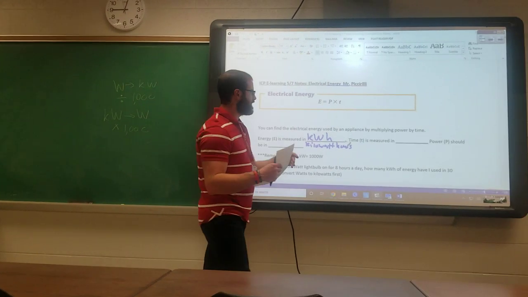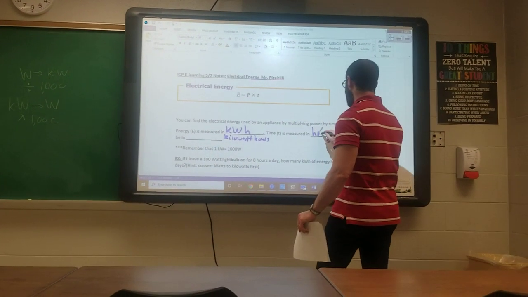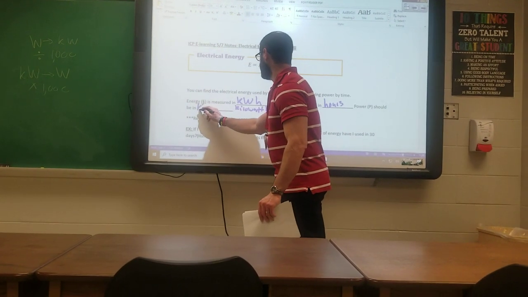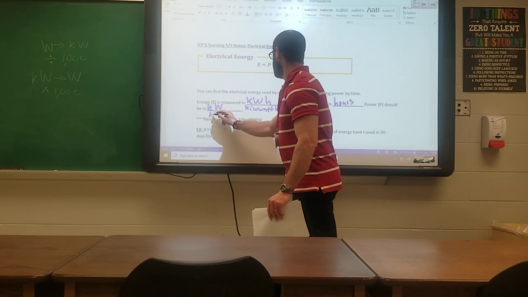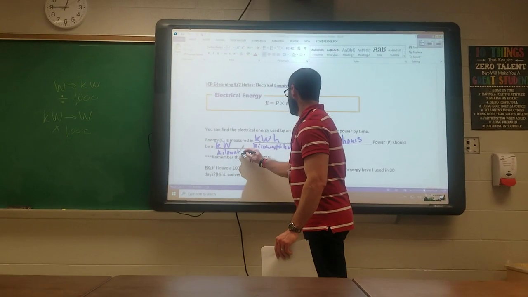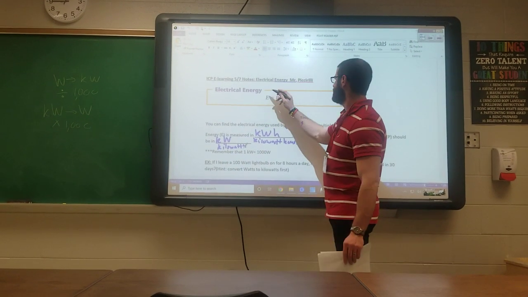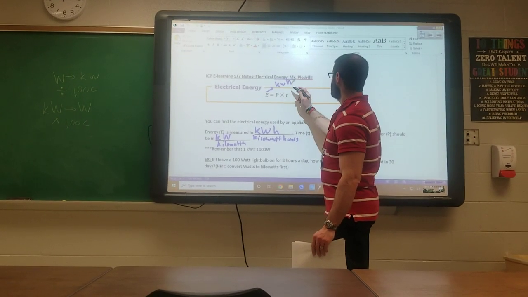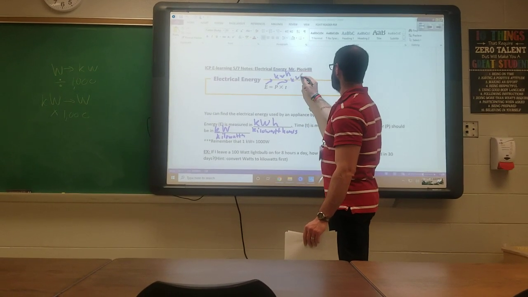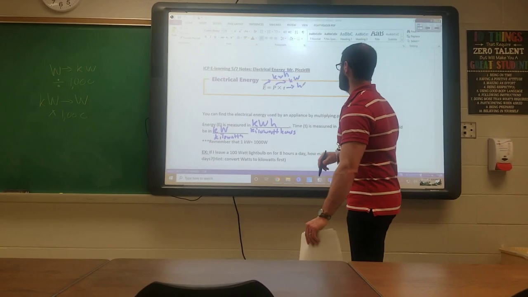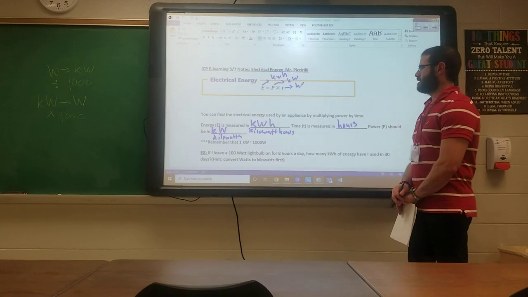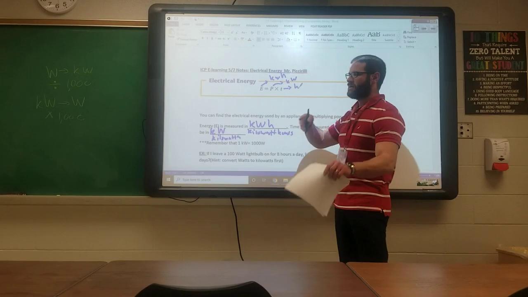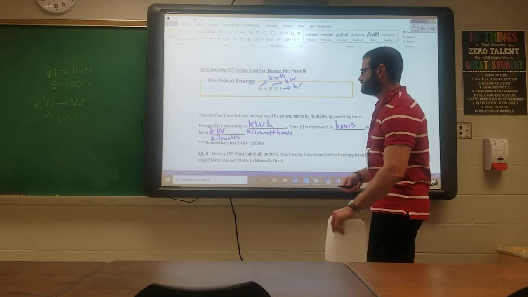Okay, the time for this equation is in hours. And power, of course, would be in kilowatts. So those units have to be there in order for us to do the calculation. So this is in kilowatt hours, energy. Power is in kilowatts, time is in hours. And you'll see that for some problems we have to do a conversion in order to get power in terms of the correct units.